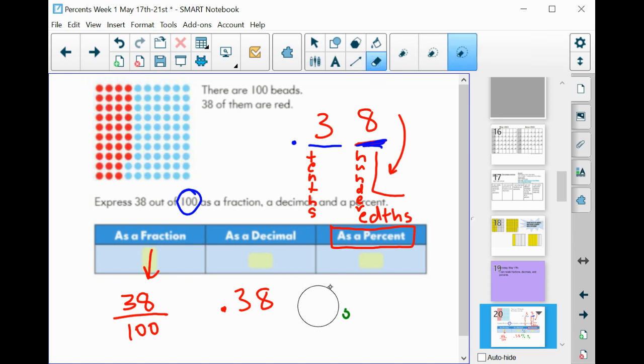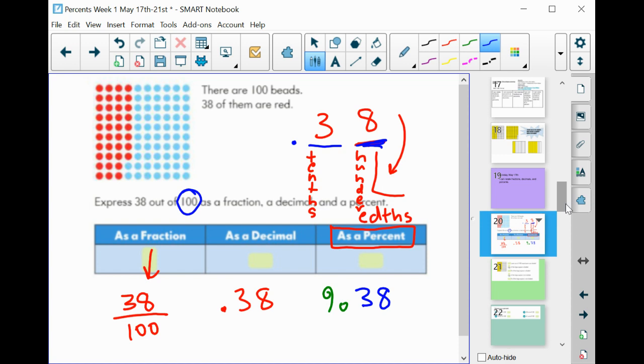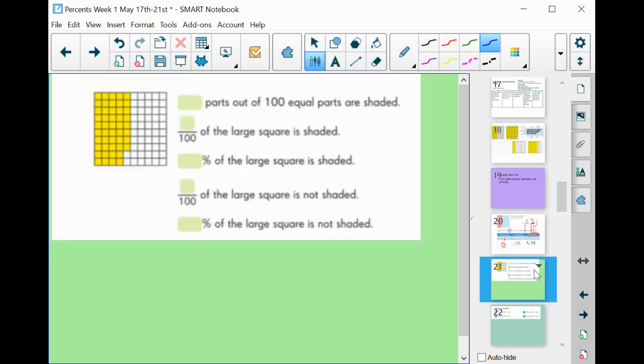Now percents are always out of 100. So it's nice that our 38 hundredths is 38 out of 100. We don't have to do any transitioning there. So I'm just going to write that as a percent: 38% of those are red. Okay, let's go on to our next slide.